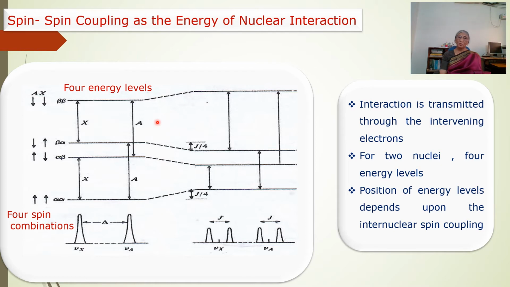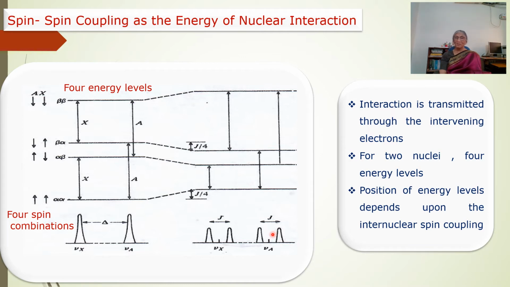Similarly, we can explain for nuclei A also. The resonance energy for nucleus A from alpha alpha to beta alpha is lowered by half J, and another resonance energy for nuclei A, that is alpha beta to beta beta, is increased by half J. Therefore, nucleus A also will show the resonance 2 times and its signal will split up into 2 peaks, and the distance between the 2 peaks will be J, because the first resonance energy is lowered by half J and the other is increased by half J. Half J plus half J is equal to J.